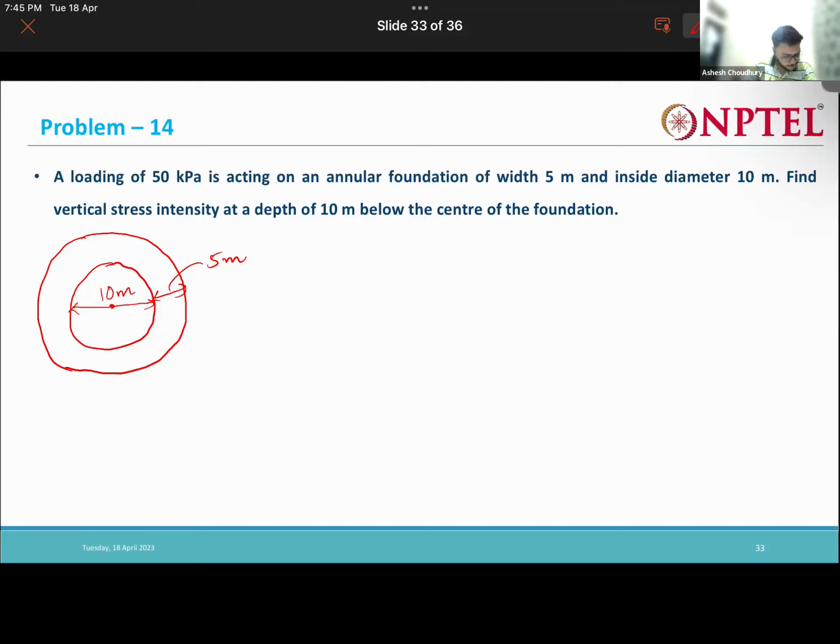So, how to do this? Do you have any idea? How can we do this? Okay, this is the foundation.